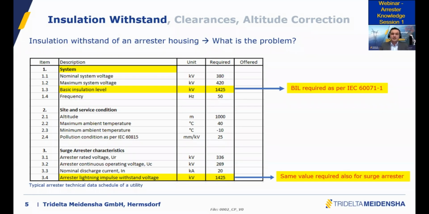And this is actually an issue because it can make the surge arrester oversized. And of course, I will show you some examples. Of course, it will make it more expensive. And sometimes, depending on the voltage level, you will also need a grading ring or additional, let's say, accessories, just because the length of the housing is too high.